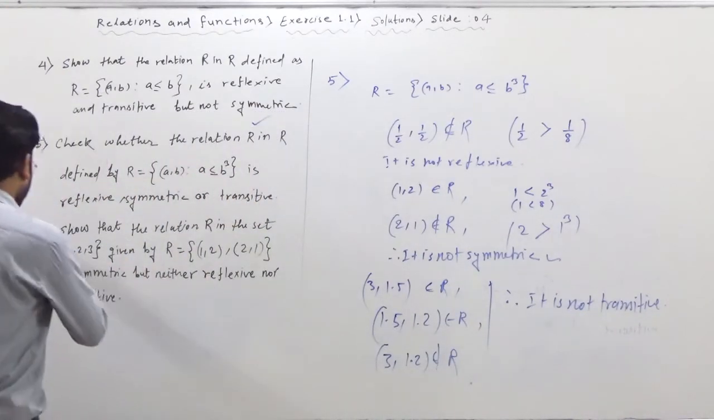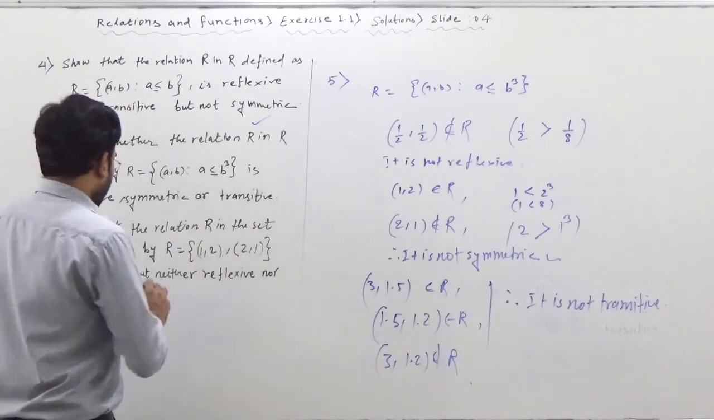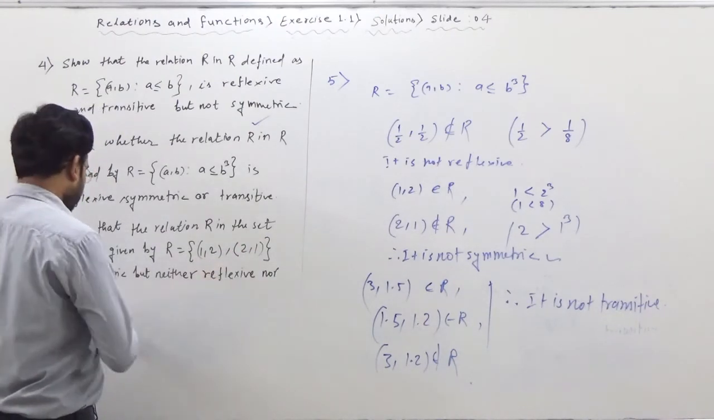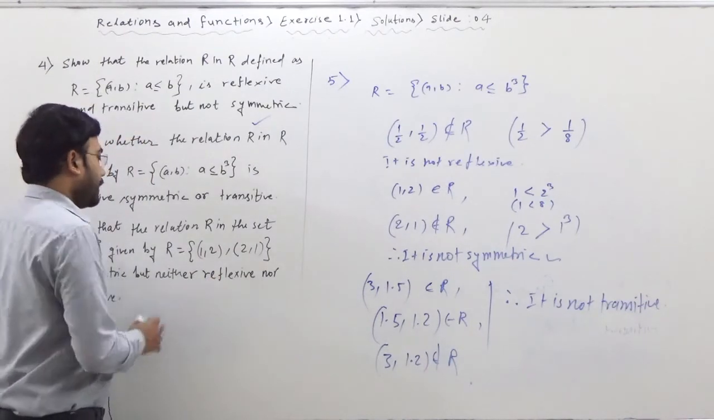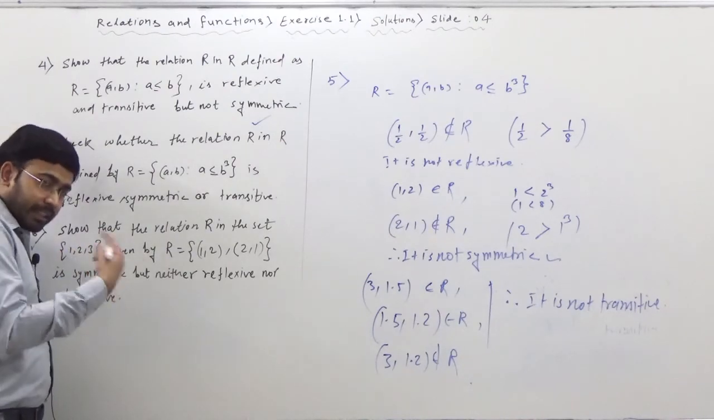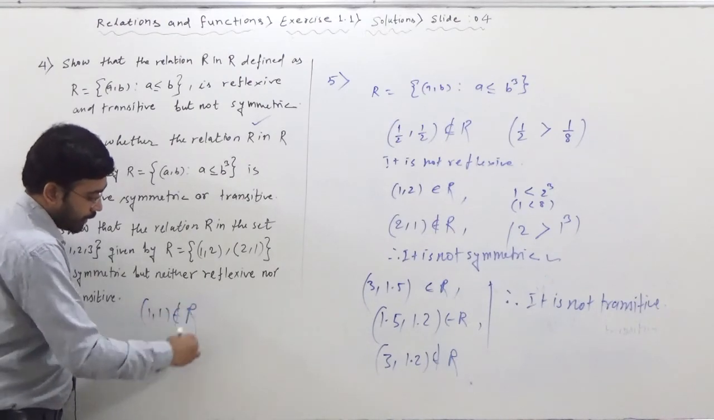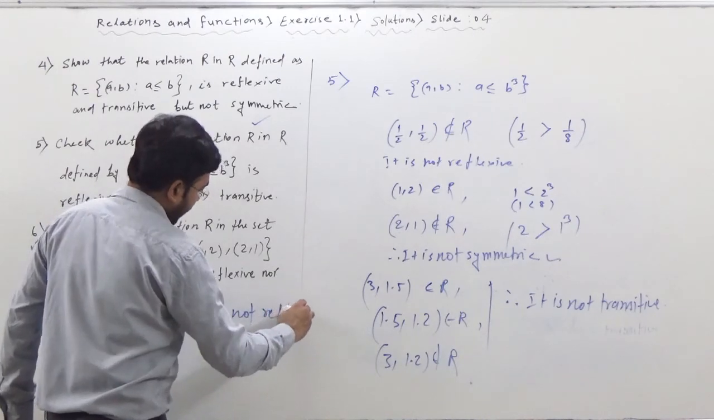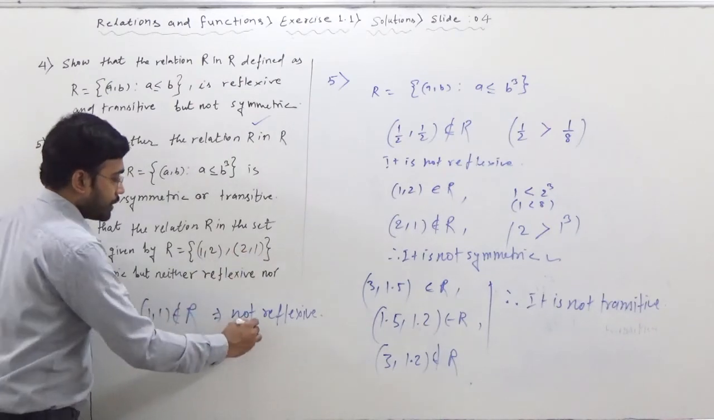Moving ahead to the next question, the sixth one. Show that the relation R in the set {1, 2, 3} given by R equal to {(1, 2), (2, 1)} is symmetric but neither reflexive nor transitive. This is the simplest question, isn't it? For reflexive relation you want what? Whatever the elements are there in this set, their self image. So (1, 1) is there? No, no, since (1, 1) does not belong to R, therefore it is not reflexive, right? It is going to be symmetric because (a, b) is there, (b, a) is also there, so this is going to be symmetric.